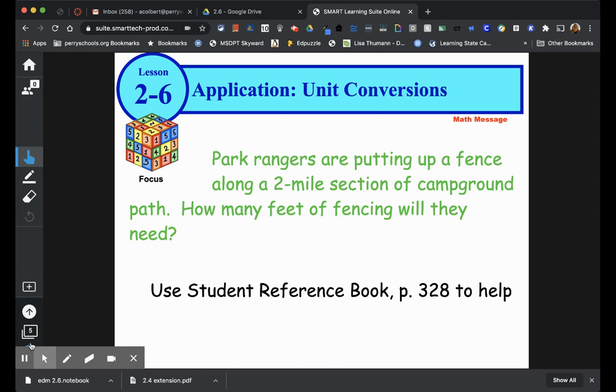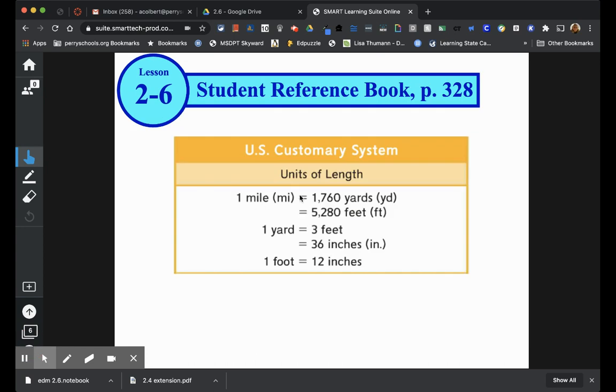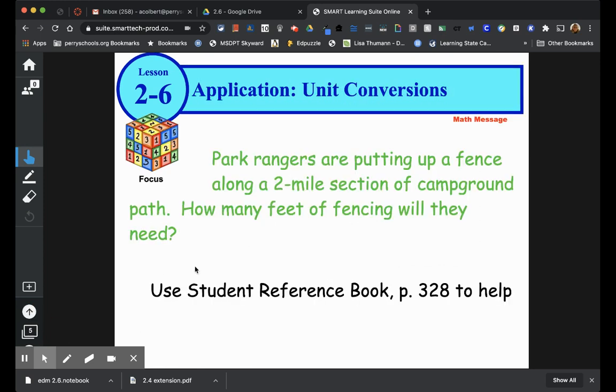How many feet? So I know that I'm doing miles to feet, and I see that 1 mile has 5,280. So I'm going to write that down, 5,280 equals 1. And so I want to know what is 2. So for a problem like this, I've converted 1 mile, and I know that I can just create a chart to figure out what 2 is.